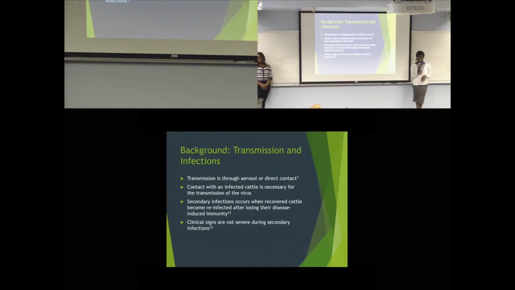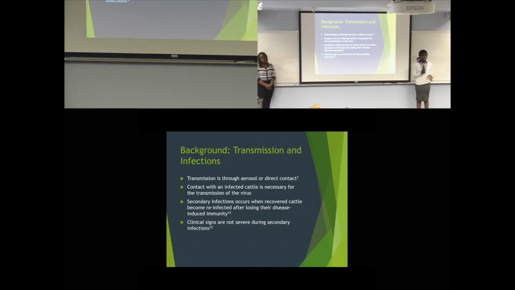Primary infection is the first exposure to a particular pathogen. For a calf to become infected, the virus is transmitted through aerosol or direct contact from an infected animal. It should be noted that contact is really necessary for the transmission of this virus. However, infectious nasal secretions that could travel not more than 6 feet could still transmit the virus.